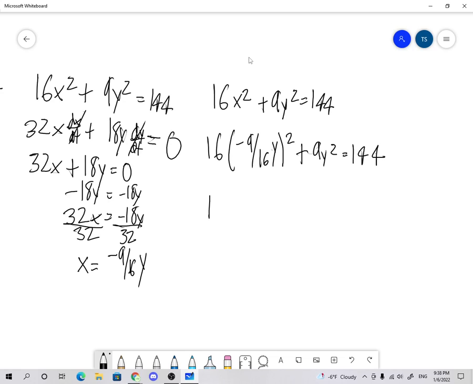So this will become 16 times 81 over 256 y squared. I'm going to move the y squared to the outside just because I want it to look easier to read, plus 9y squared equals 144. Next, now I can actually multiply. So this will become a 1, and this will become a 16.